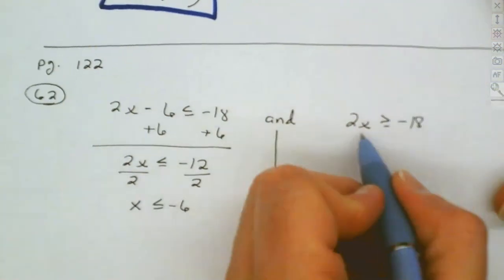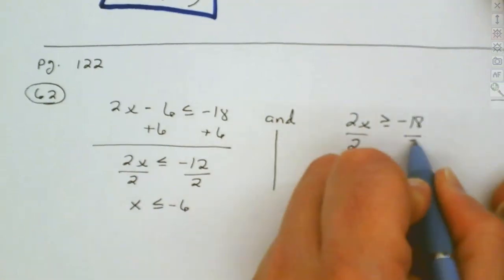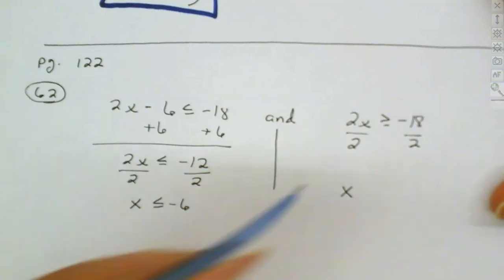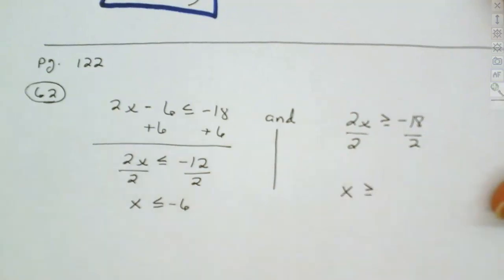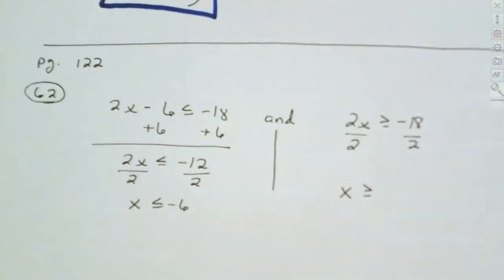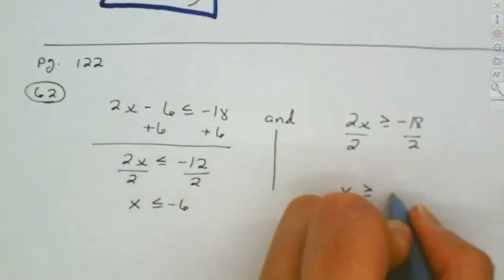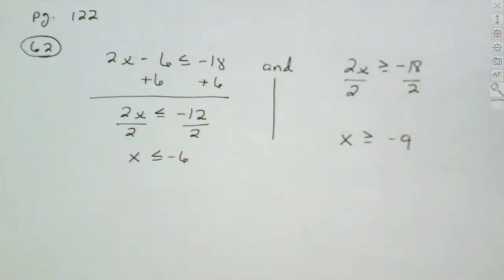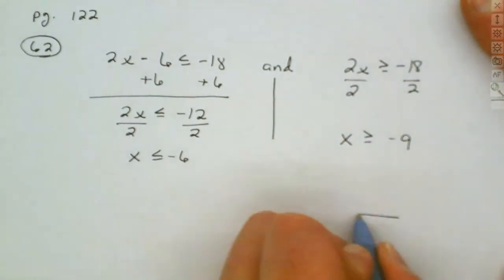What about the other one? We divide by our 2. Do we flip it around? No. So it stays the same, and that is now x is greater than or equal to negative 18 over 2. Okay, if we look at that one, negative 18 over 2, that's going to reduce down, isn't it? Right? Because negative 18 over 2, well, that's a negative what? 9, right? Okay. Now, what do we have in between them? We have an and.